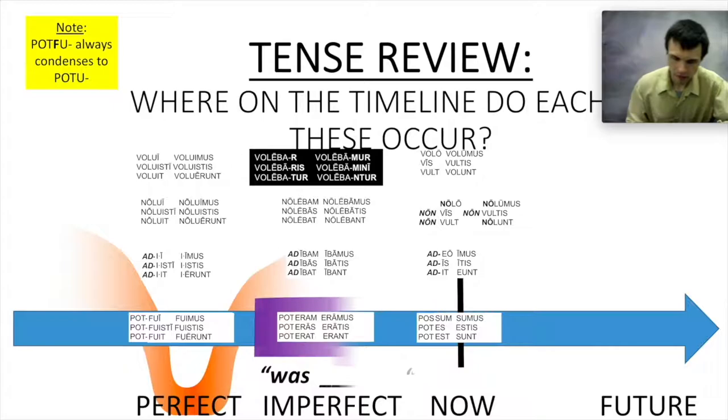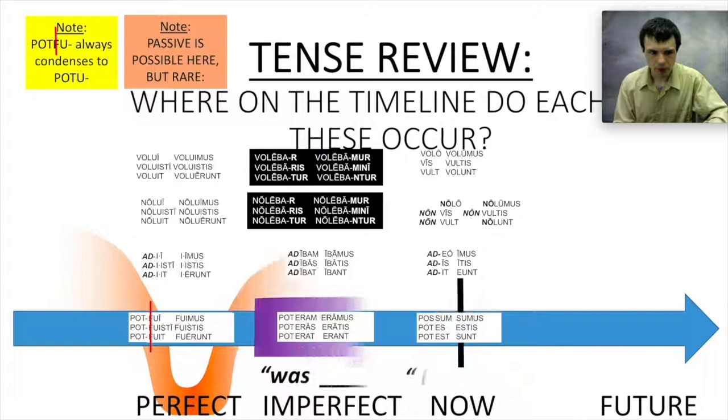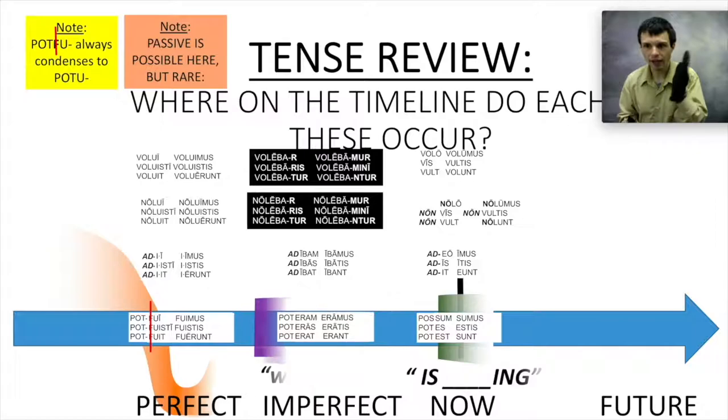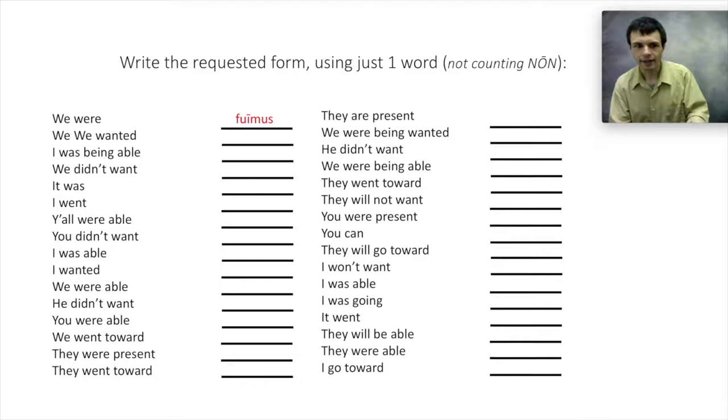Right, and remember, potfu condenses to potu. All right, so this is getting complex. You may have to make a deliberate effort to learn some of these and keep them straight. All right, Latin to English. Give it in just one word, not counting the non if it's a negative. Okay, so stop the video and start it when you're ready to see the answers.